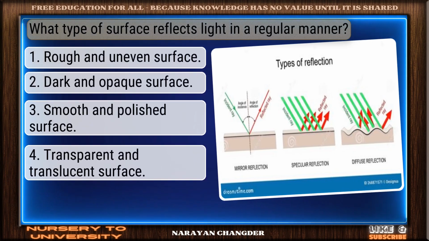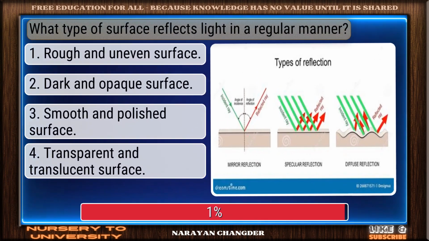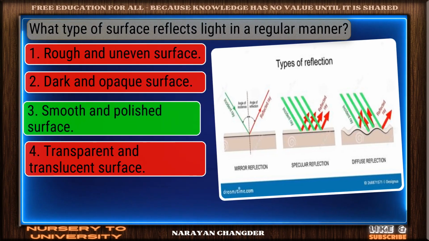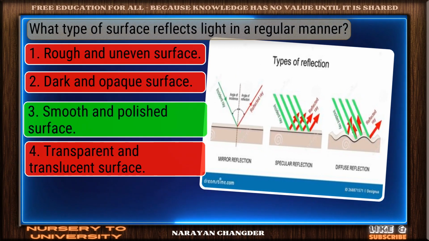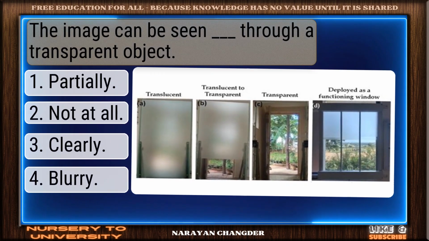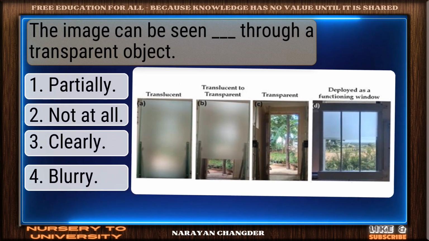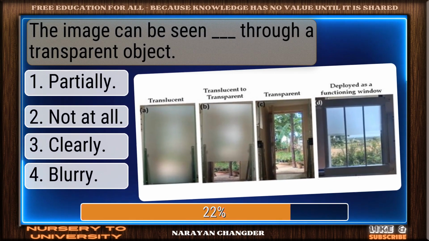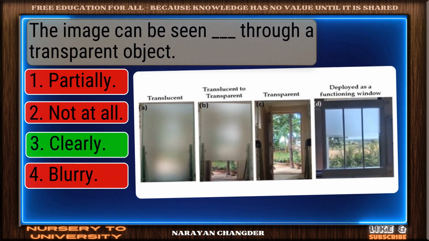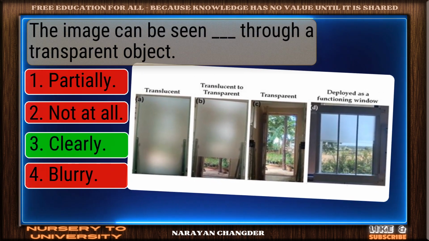What type of surface reflects light in a regular manner? Right choice. Smooth and polished surface is the best answer. The image can be seen dash through a transparent object. Perfect. Clearly is the correct choice.